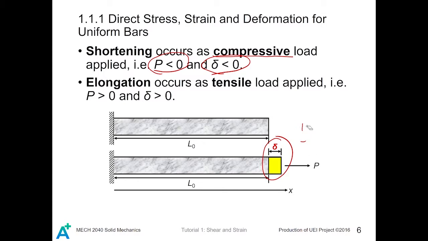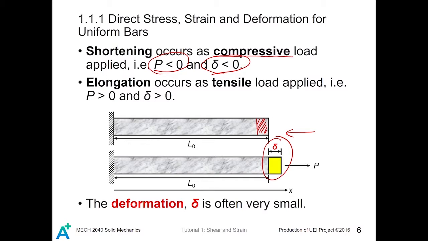In case your P is pointing back, then your beam will become shorter, maybe this part will become shorter. And notice that, of course, the deformation is very often not that big, so this is just an enlarged view. Actually, in our daily life, the deformation of the material is very, very small, maybe.